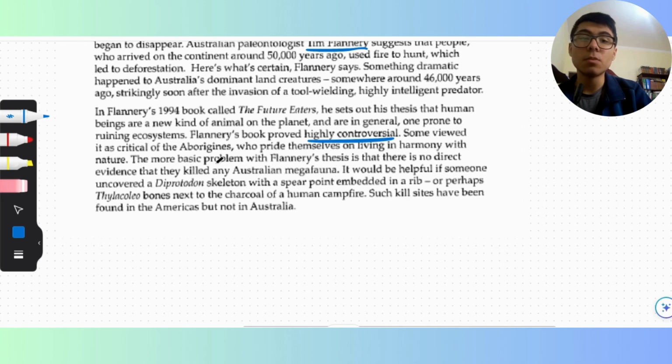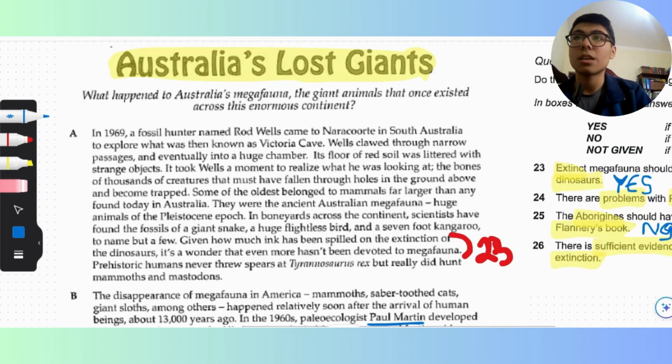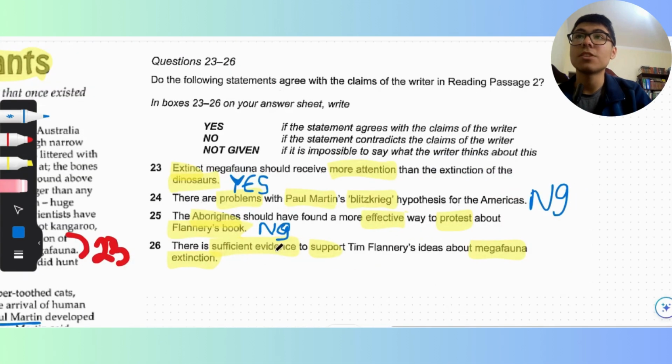The more basic problem with Flannery's thesis is that there is no direct evidence that they killed any Australian megafauna. No direct evidence means there's not sufficient evidence, right? So let's go to the question. I guess it was about that. There is sufficient evidence to support Tim Flannery's ideas about megafauna extinction? No. This is exactly contradicting the information in the passage, because the passage says there is no direct evidence. No direct is the opposite of sufficient. So the answer for 26 is no.